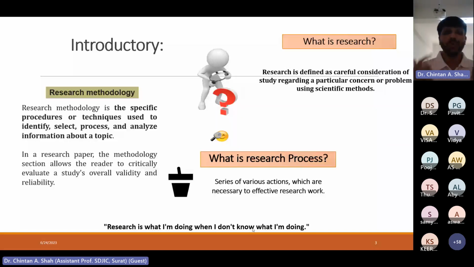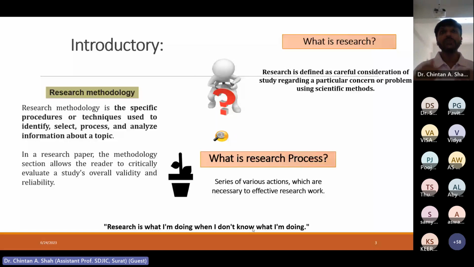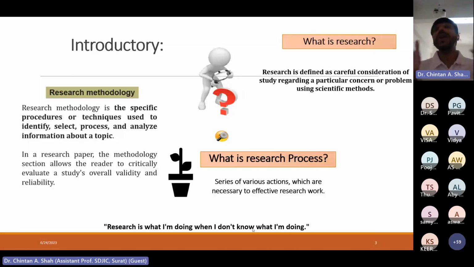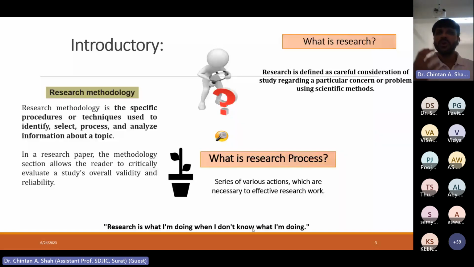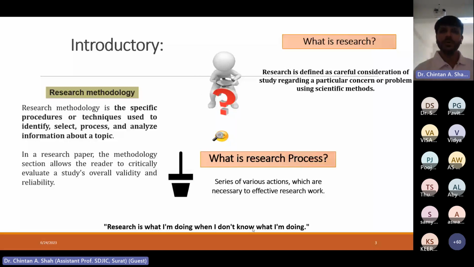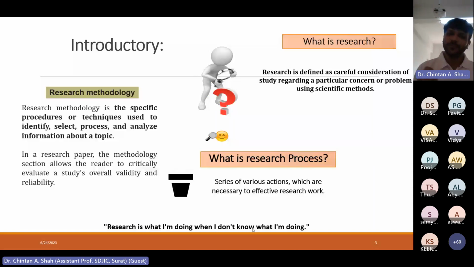So try to explore, try to know something, try to deliver something, and try to acknowledge something, which is known as research. Everybody says I can do research. But my questions to you: what do you mean by research? How can we do research? Do you have any idea about research? Research is exactly what I am doing when I don't know what I'm doing. Because you are exploring something, identifying something, creating something new, not for you, but for the society, for the organization.